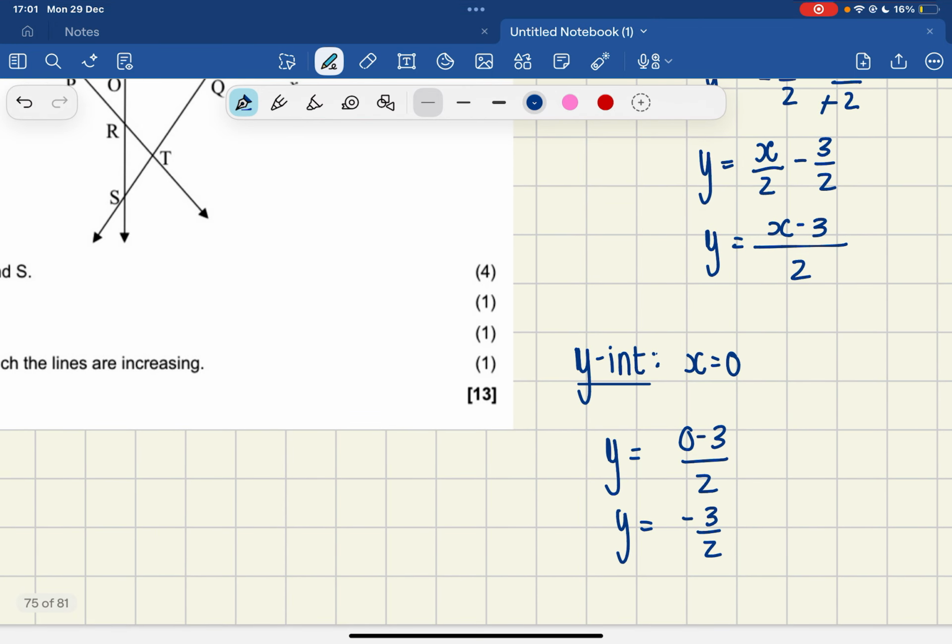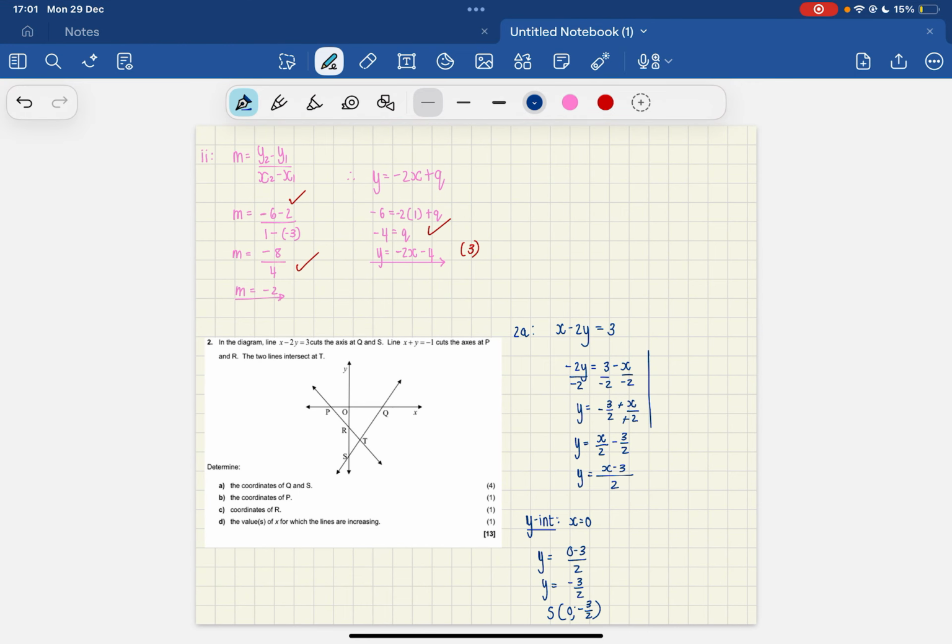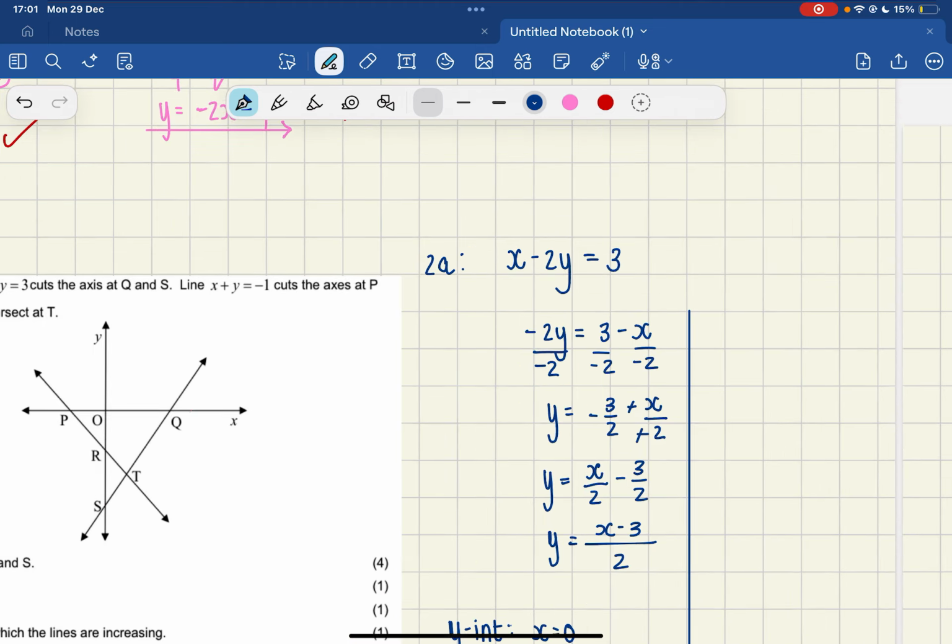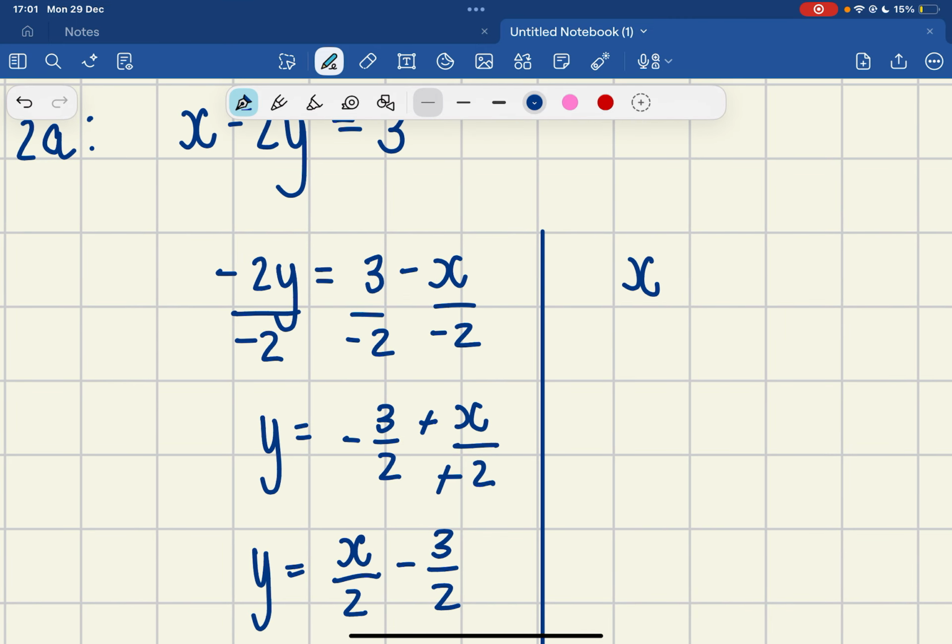S would be your y-intercept. Therefore, S has the coordinates 0, -3/2. Now we move on, boys and girls, to another important part. We're solving for our x-intercept. So for our x-intercept, boys and girls, we make what? We make y equal to 0.